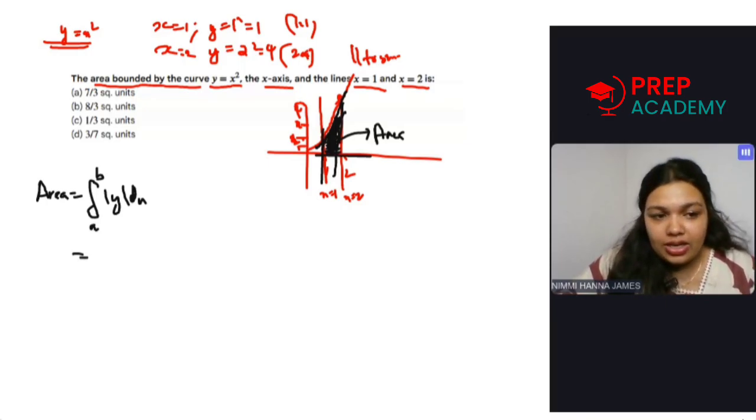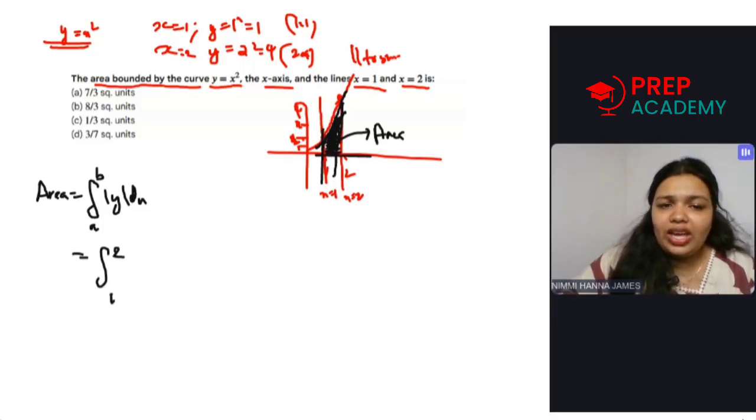We are integrating with respect to x, so the limits of x are what we have to write. So integral from where to where is x? x from 1 to 2. So the lower limit is 1 and the upper limit is 2. And what is y here? Here it is given that y is equal to x square. So x square into dx.